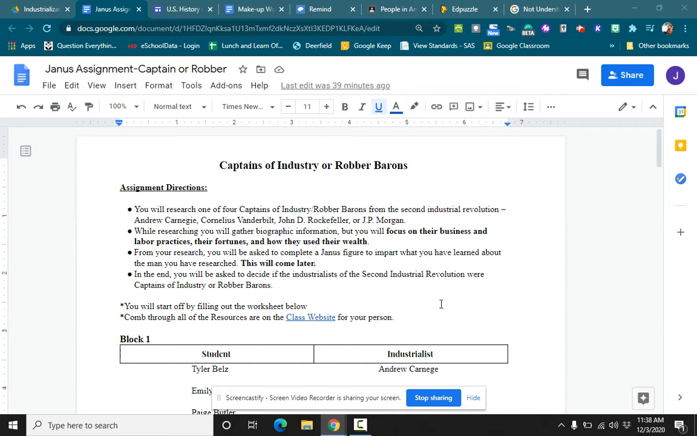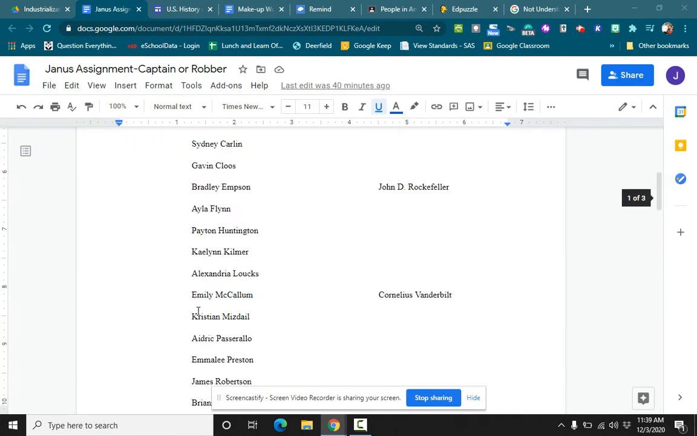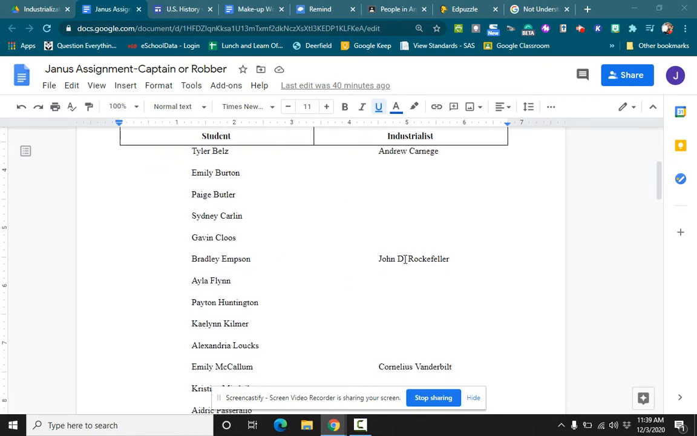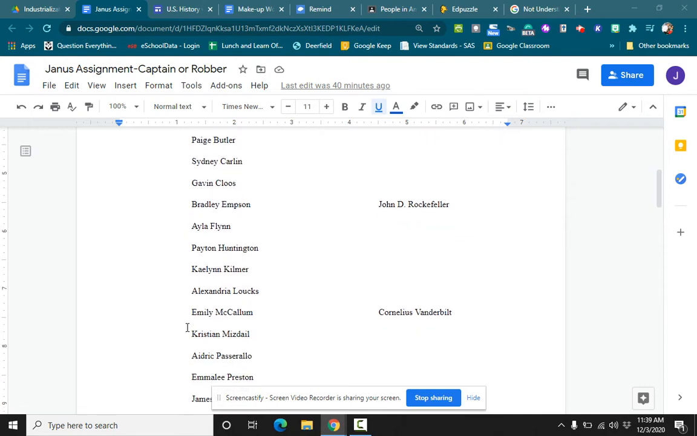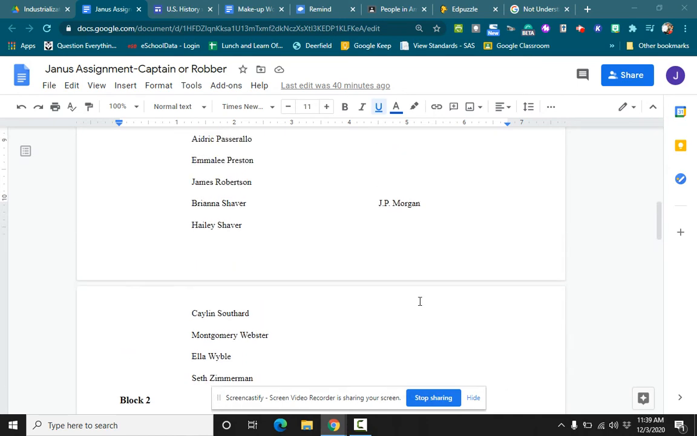What you are going to do first is figure out who you have. Find your name on our list, block 1 and then block 2, and figure out which industrialist you've been given. So, for instance, Tyler all the way down to Gavin have Andrew Carnegie. Bradley all the way down to Alex have John D. Rockefeller. Find your name and find which industrialist it lines up with. If you can't figure out this chart, message me on Remind and I'll tell you.